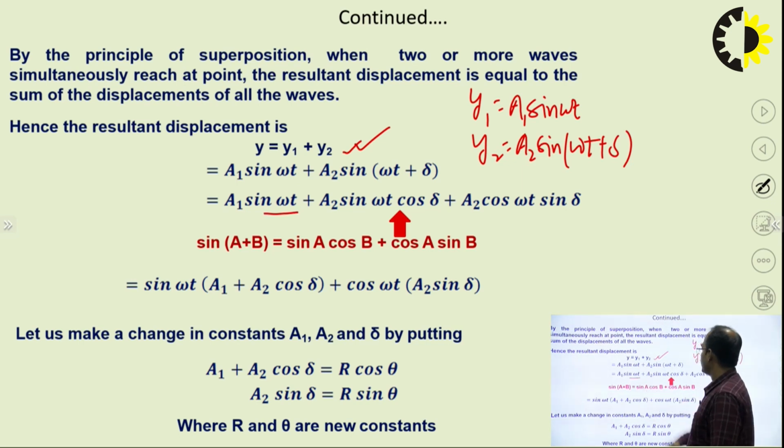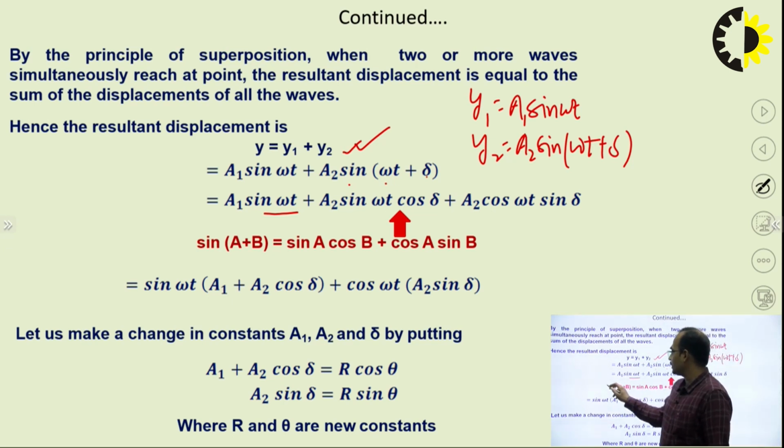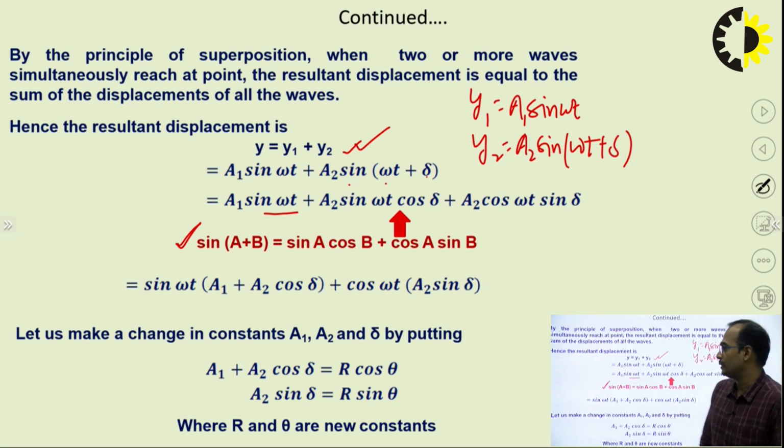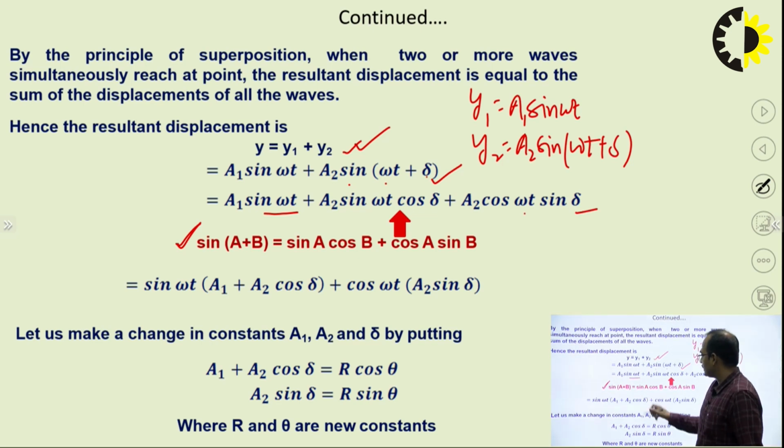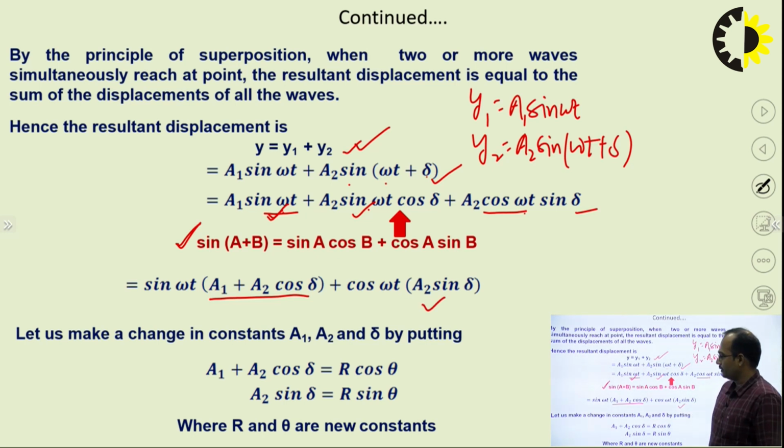Now, A1 sin omega t as it is, and A2 sin (omega t plus delta). I am using the formula sin(A plus B) is equal to sin A cos B plus cos A sin B to expand sin (omega t plus delta): A2 sin omega t cos delta plus A2 cos omega t sin delta. I am again going to simplify this. Taking sin omega t common, I will get (A1 plus A2 cos delta) sin omega t plus cos omega t A2 sin delta.